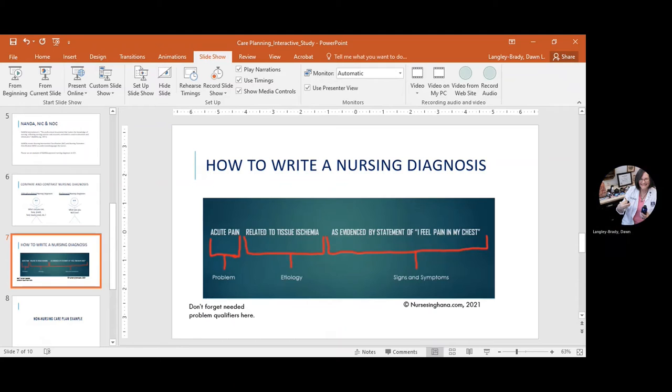And rating of 8 on numerical rating scale or NRS, okay? Or that 0 to 10 numerical rating scale. You have to have the problem, the etiology, what brought them in there, and quite often that's gonna be a medical diagnosis. And then as evidenced by a statement and then subjective data and your objective data, okay?